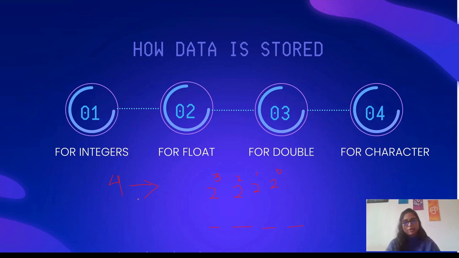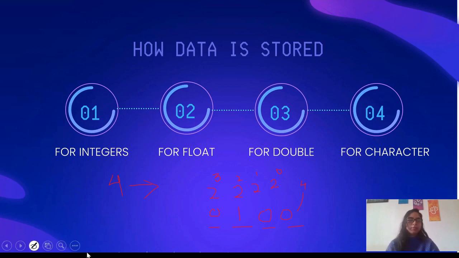These are the spaces for applying the bits. So this is 2 to the power 0, which means this will be equal to 1, this will be equal to 2, this will be equal to 4. So here you're getting the answer as 4. So you just simply need to write 1 and the rest of the things will be 0. So this is the binary representation of 4.